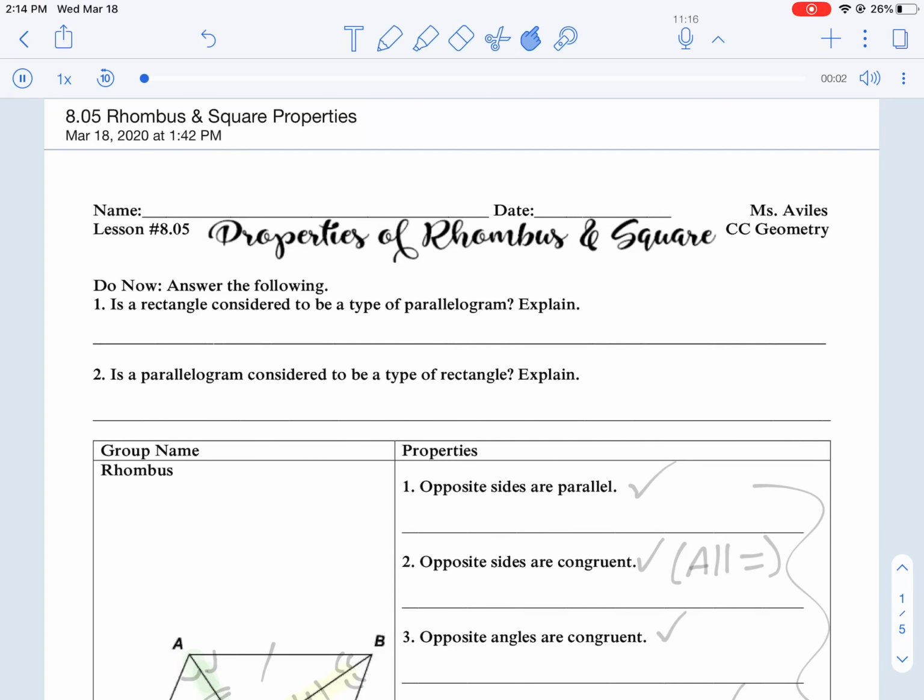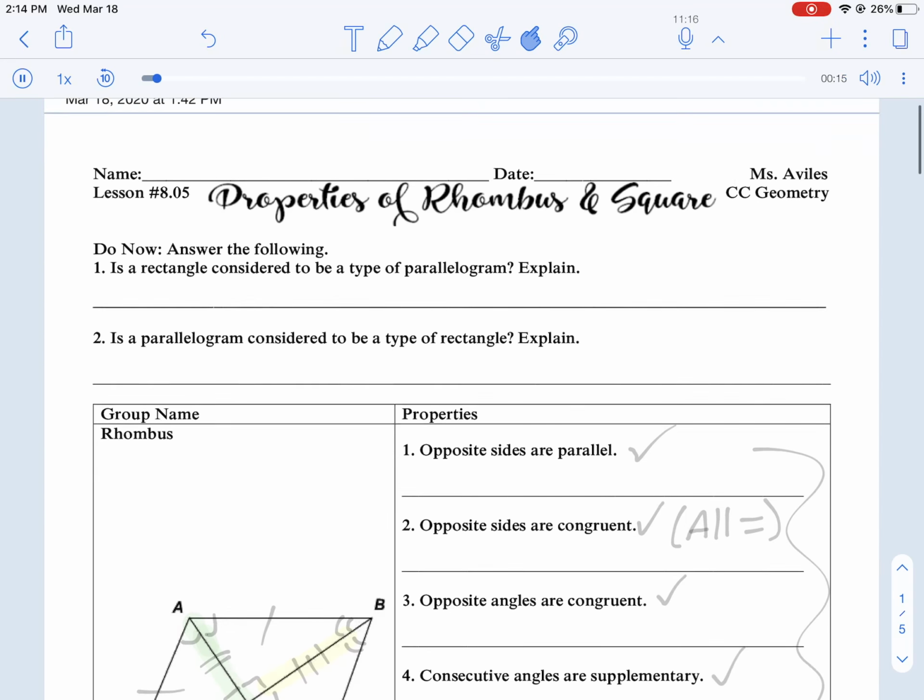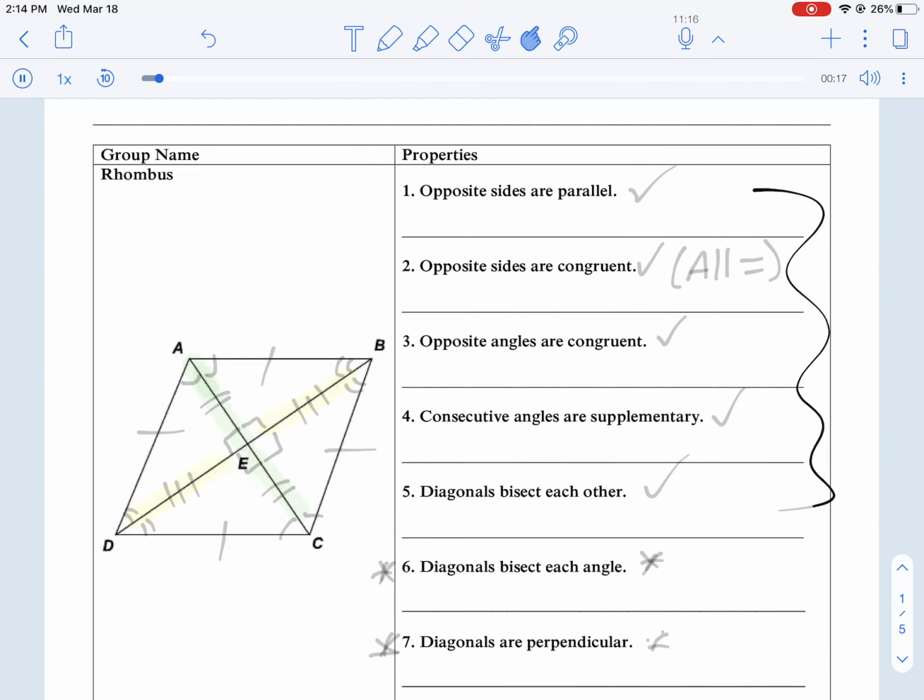Okay, this is video lesson 8.05, properties of rhombus and the square. First we're going to talk about the rhombus. Again, a rhombus is a type of parallelogram, so the first 5 properties are exactly the same as the parallelogram. Opposite sides are parallel, opposite sides are congruent.